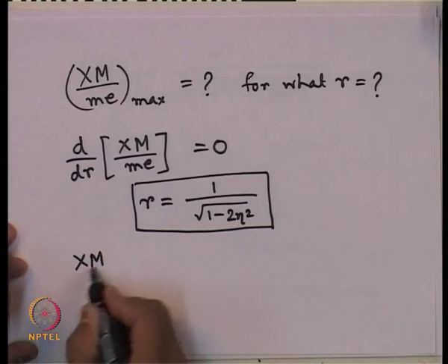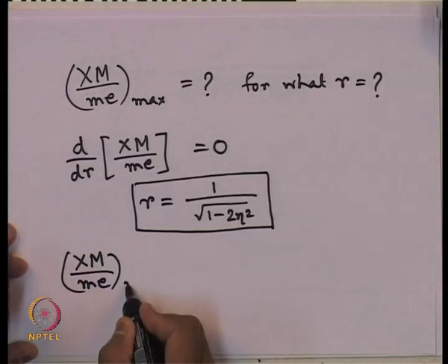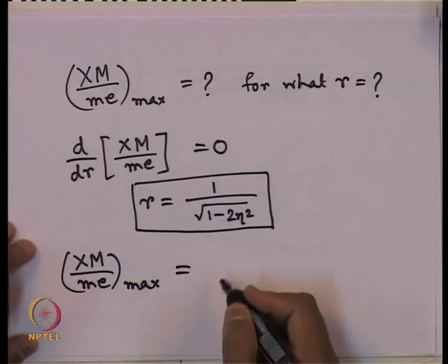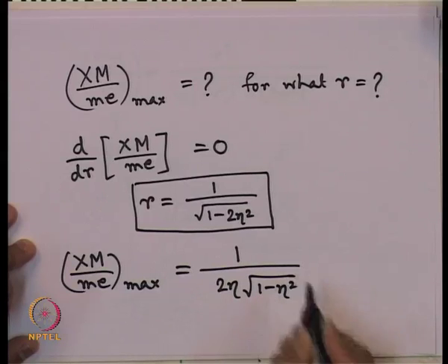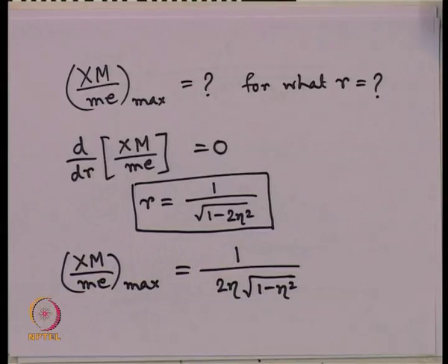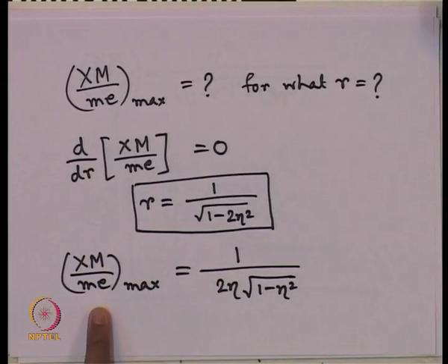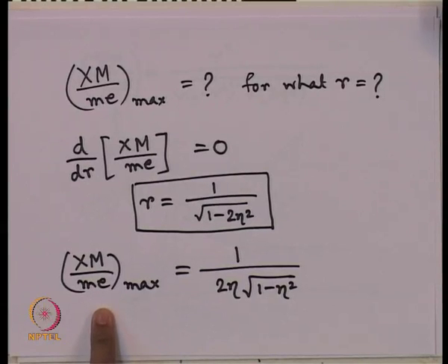So, x m by m e max, if you put this, you will get 1 by 2 eta root over 1 minus eta square. If you compare these two values, what will you get? The magnitude of the maximum dynamic magnification factor is the same, whether it is subjected to forced vibration with harmonic excitation or to forced vibration due to a rotating imbalance in the system.